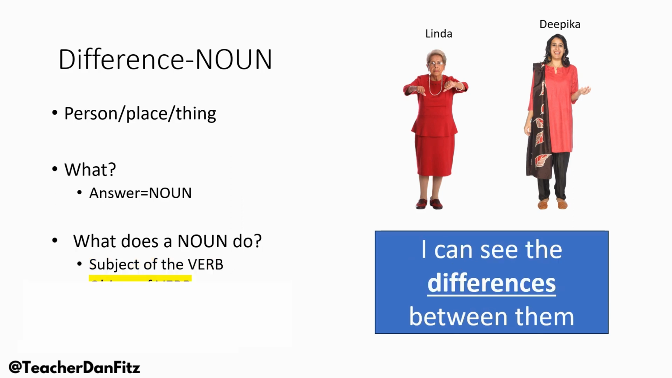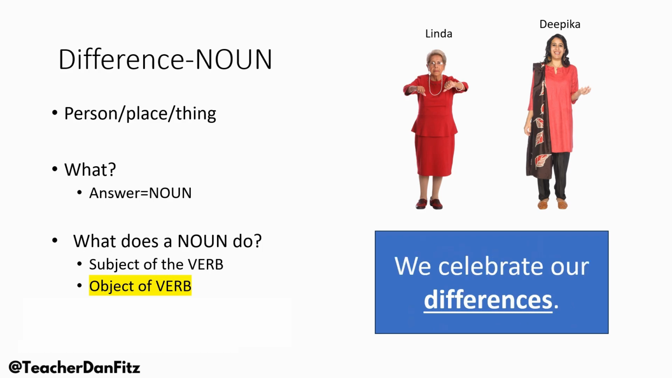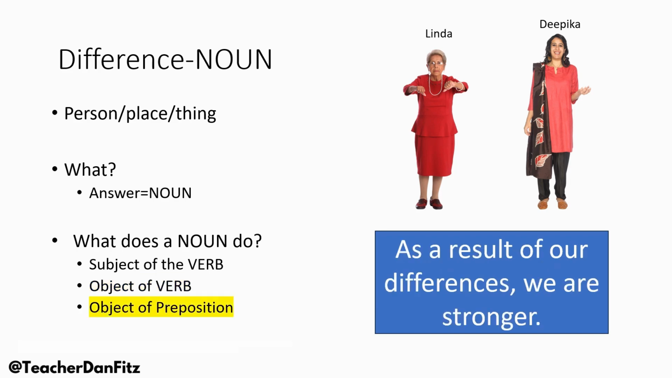Here's an example of the noun as the object of the verb. I can see the differences between them. So if I say the subject and the verb and ask who or what, if the answer is that word you're thinking of, you need the noun form. So I can see the what? Differences. So I need the noun form differences, not different or differ. Here's another example of the object of the verb. We celebrate our differences. We celebrate what? Our differences. So that's the noun as object of the verb.